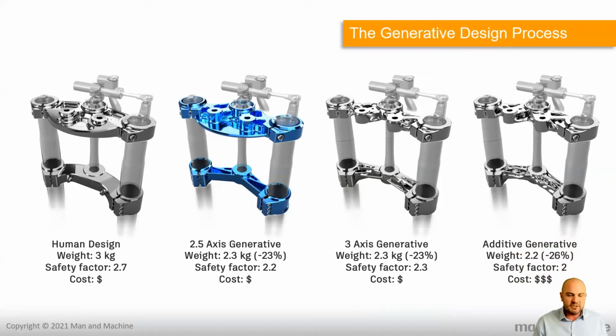So they used generative design and came up with these multiple different options here. Now, clearly, you can see from the results, the one on the far right, the additive one, is the lightest with the lowest safety factor, but of course, costs more. In the end, the customer went for the 2.5-axis one because it was readily available manufacturing-wise, relatively affordable, but significantly lighter than what the human brain came up with.